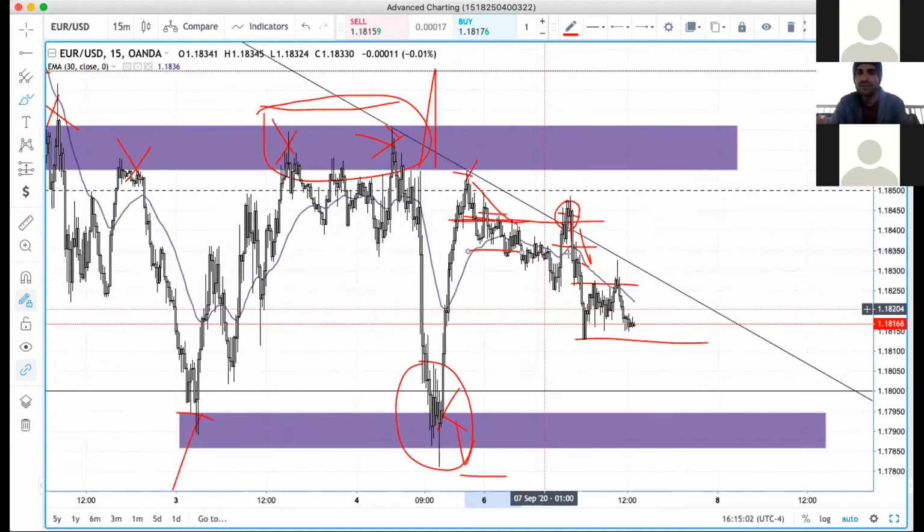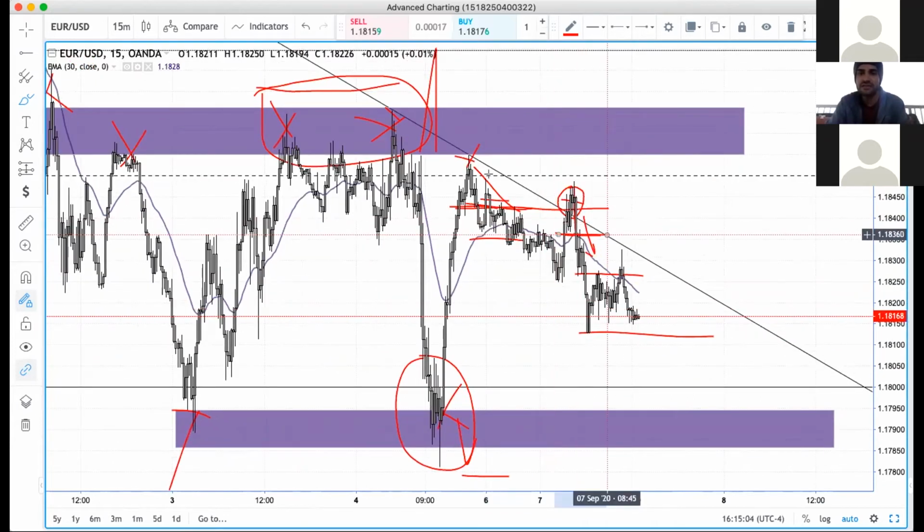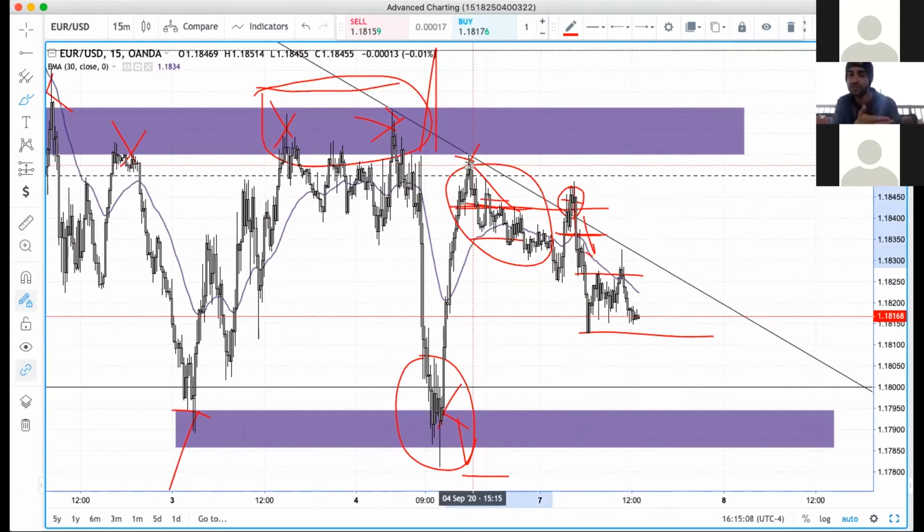But bottom line, the reason I chose this one is because this already unfolded. It's irrelevant to me now. I mean, sure, you can use it to your benefit, but it already happened. I need to use information now that's going to help me make a better decision. So I know that sellers were manipulated. Buyers were trapped.